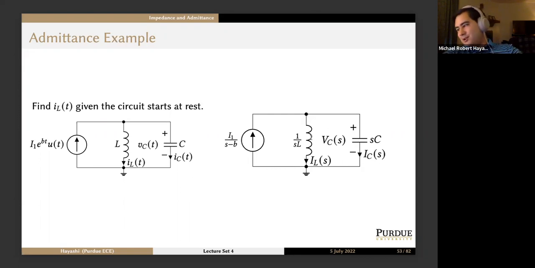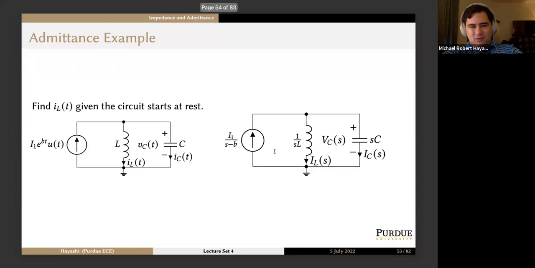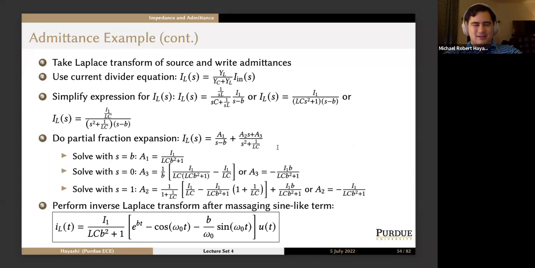So we can use current division. Remember, for a current divider, we'll get I_L of s equal to Y_L over Y_L plus Y_C. It divides based off of its own conductance over the sum of the conductances. So it works the same with admittances. So simplify the expression for I_L of s. I_L of s is equal to 1 over sL over sC plus 1 over sL, times our I_N of s, which is I1 over s minus b.